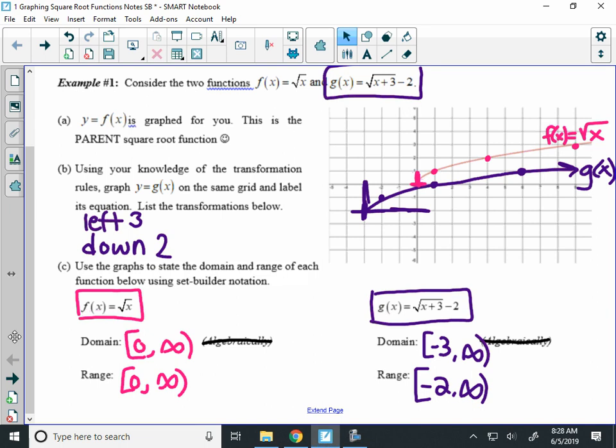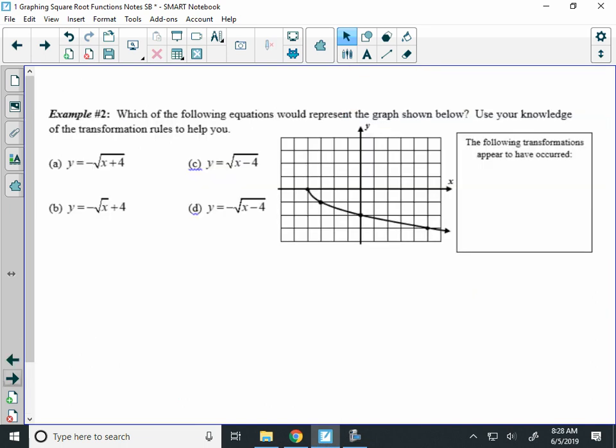Let's look at more of the graphs here. Example number 2, which of the following, it's multiple choice, would represent the graph shown? Well, if you need to graph the parent function to see, you can. The parent function looks like this. I went out 1, up 1, out 4, up 2. The next one will be out 9, up 3.